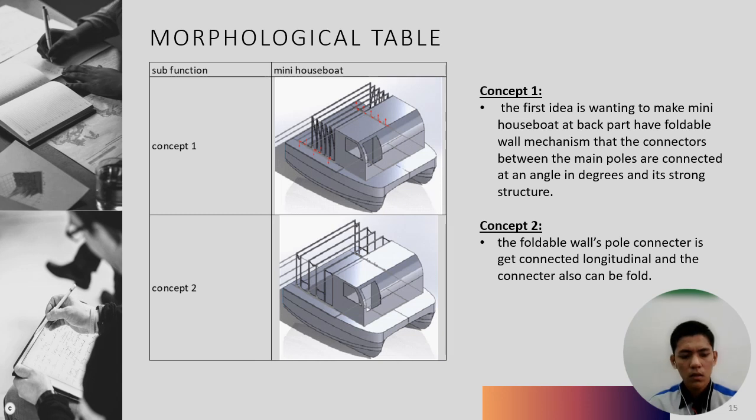As you can see in this morphological table, I have made two designs of the houseboat whose concepts are different, an affordable main houseboat, which is the first concept. As you can see in the figure, the first idea is to make a mini houseboat at the back but with a foldable wall mechanism, where the connector between the main poles is connected at an angle in degrees, and it has a strong structure. And then concept 2, the foldable wall pole connector is kept connected along the inside and the connector can be folded.